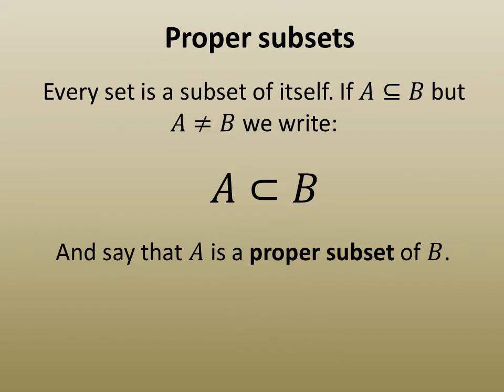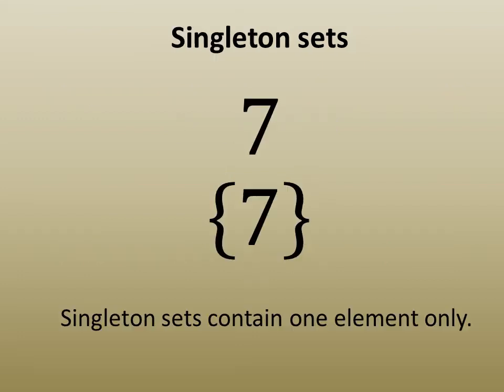A consequence of this definition is that every set is a subset of itself. In this example, to express that A is a subset of B, but is not the same as B, we would say that A is a proper subset of B, and use the same symbol without the line underneath. A set with only one element is called a singleton set, and is different from the element itself. Here we show the number 7 and the singleton containing 7.